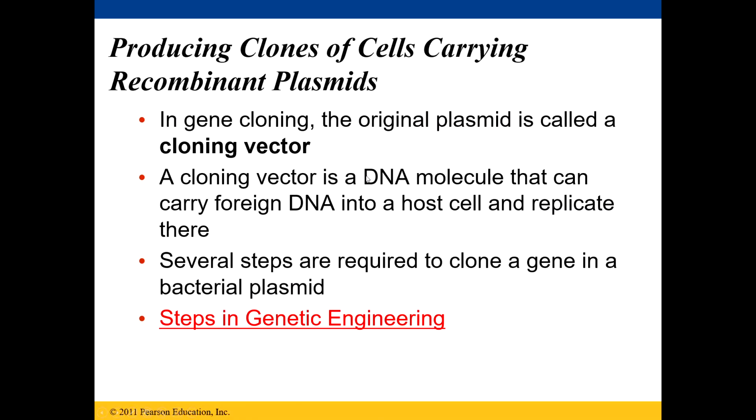So once we get these plasmids, we want to clone them in order to keep copies of them. As I said, once you get this, you can patent it, clone it, sell it, be a millionaire, good stuff. In gene cloning, the original plasmid is called the cloning vector. A cloning vector is a DNA molecule that can carry foreign DNA into a host cell and replicate there. And so there are several steps required to get to this point. And first I'll show you this clip on the steps in genetic engineering, and then we'll go through each step.